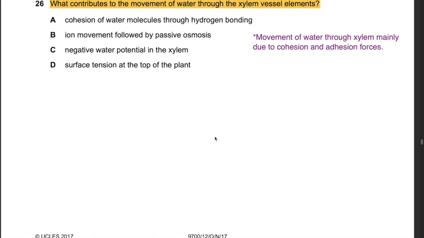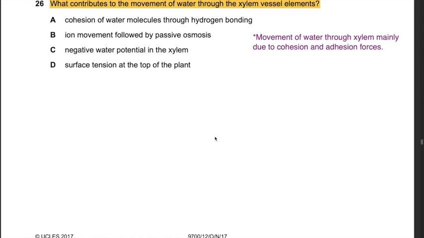Question 26. What contributes to the movement of water through the xylem vessel elements? Movement of water through xylem is mainly due to cohesion and adhesion forces. So if you see this kind of question, you have to look out for the words cohesion and adhesion. So let's look at answer A. Cohesion of water molecules through hydrogen bonding. Yes, this must be the answer, because answers B, C and D do not talk about cohesion and adhesion.